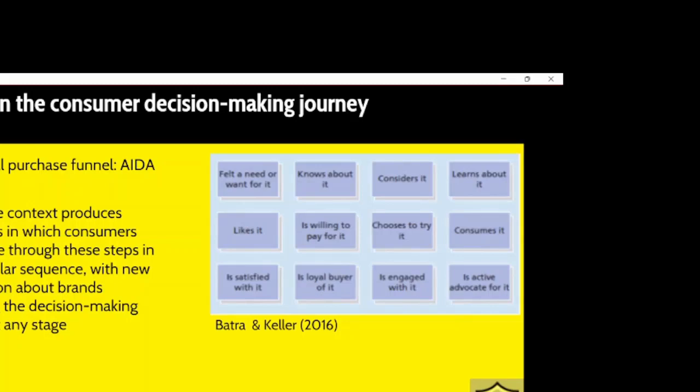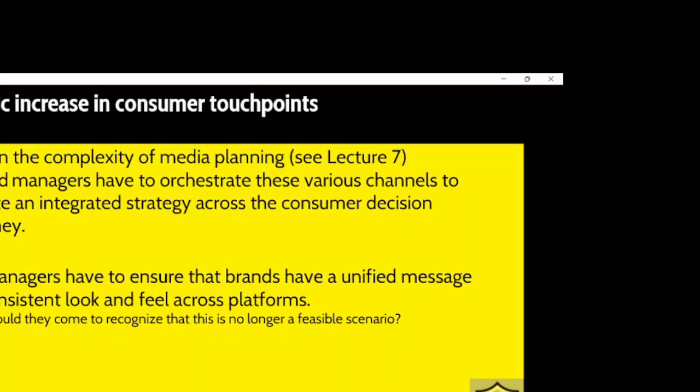There has been a dramatic increase in consumer touch points. As we'll be seeing in greater detail, there has been a complexification of media planning, precisely due to the proliferation of consumer touch points. Product managers have to orchestrate these various channels to bring an integrated strategy across the consumer decision journey. Otherwise, they'll get lost. And we're going to see a very nice case study from Domino's.